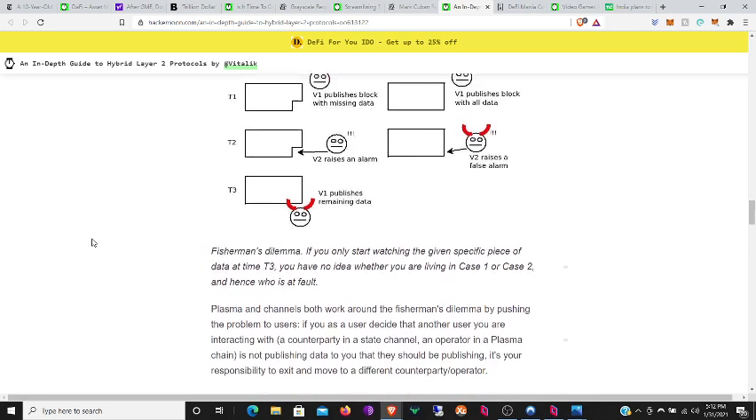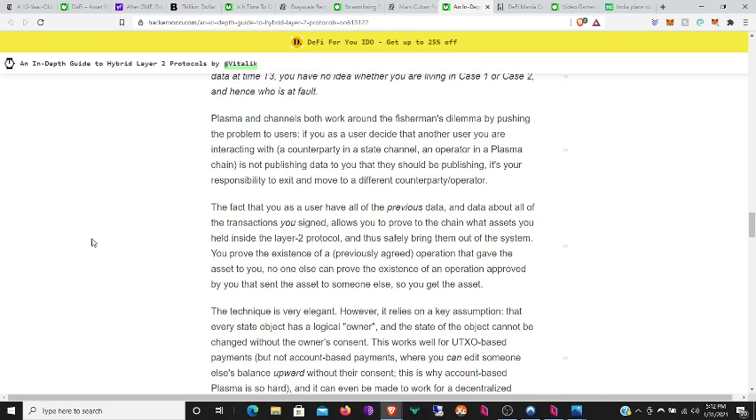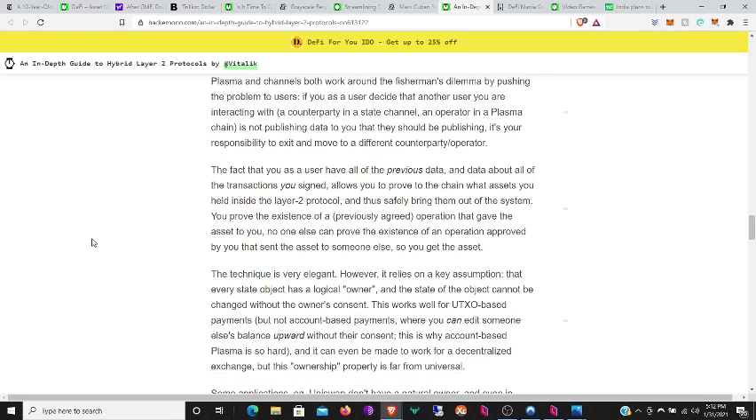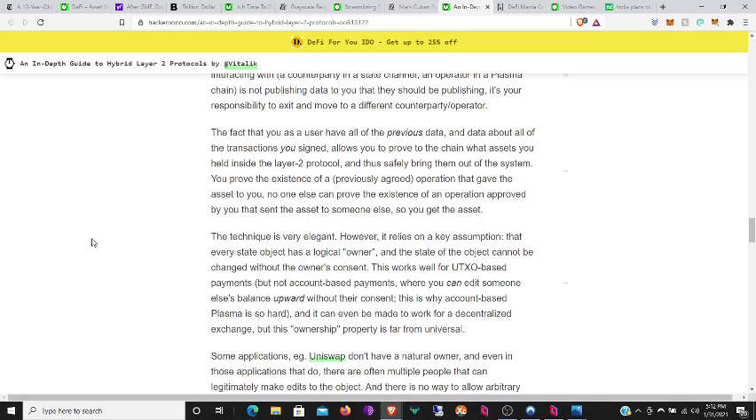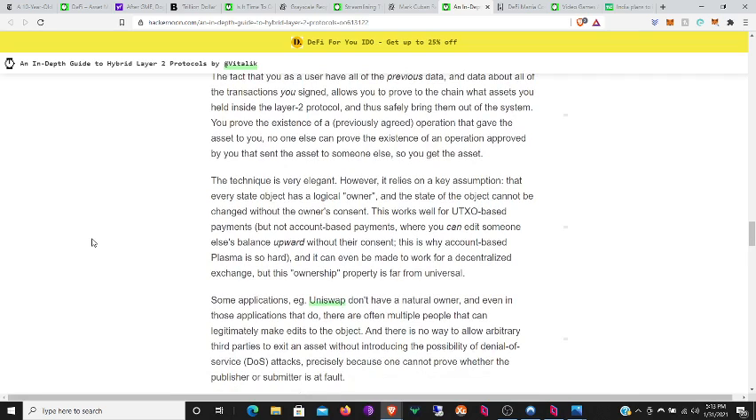Plasma and channels both work around the Fisherman's Dilemma by pushing the problem to users. If you, as a user, decide that another user you are interacting with, a counterparty in a state channel, an operator in a Plasma chain, is not publishing data that they should be publishing, it's your responsibility to exit and move to a different counterparty or operator. The fact that you as a user have all of the previous data and the data about all of the transactions you signed allows you to prove to the chain what assets you held inside the layer 2 protocol, and thus safely bring them out of the system. You prove the existence of a previously agreed operation that gave the asset to you.